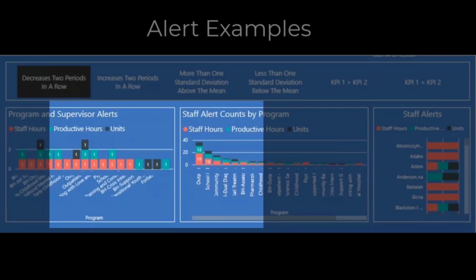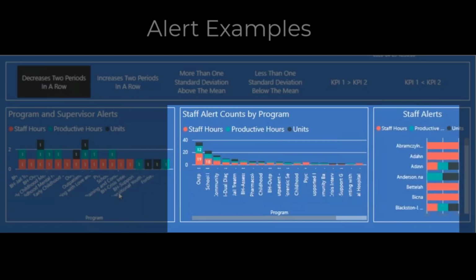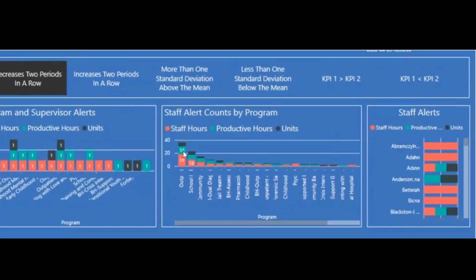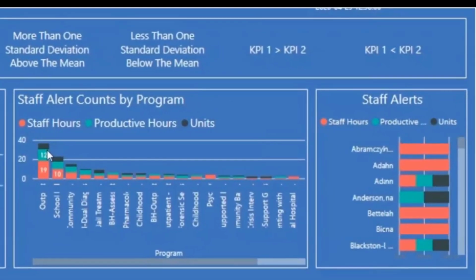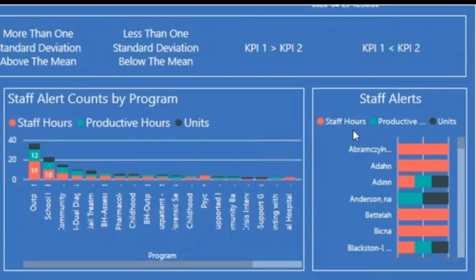And then by staff, which is really important and interesting, we have 12 staff who decreased 2 periods in a row on productive hours in the outpatient program. And then each individual staff, and this is where we think about telling a story, right? So this person's staff hours decreased 2 periods in a row, but their productivity didn't. So each one of these is sort of interesting in its own right.